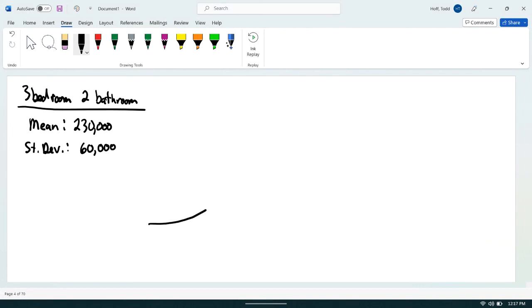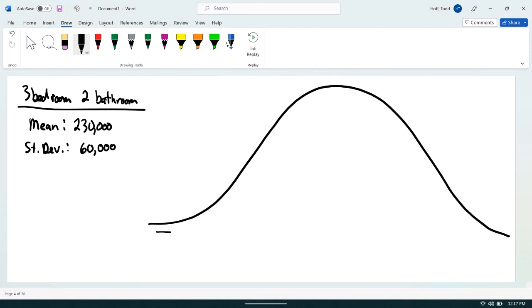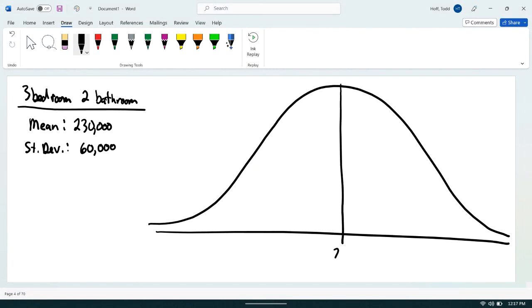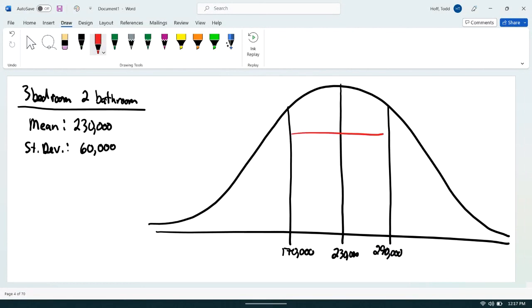So what that means is if we're looking at our bell curve, the center of this bell curve is going to be 230,000. We go one standard deviation to each side. We add 60,000 to get 290,000. Subtract 60,000 to get 170,000. We're expecting 68.3% of all homes sold to be within that range.